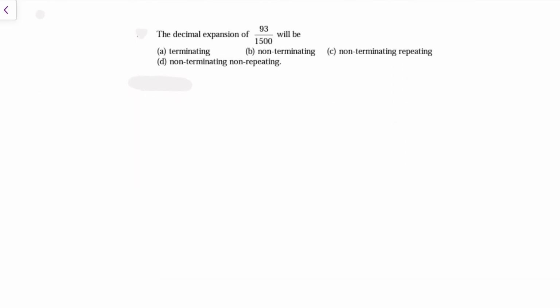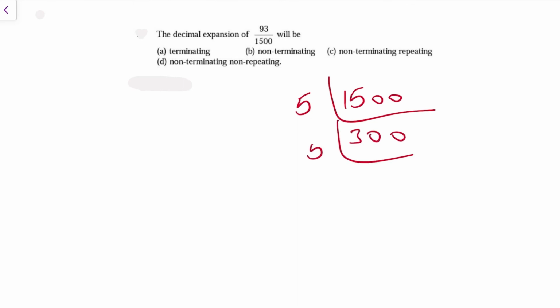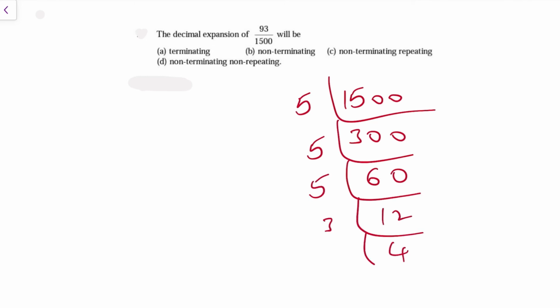Next, the decimal expansion of 93 divided by 1500 will be. So here again he is asking something related to decimal. So we need to worry only about the denominator, that is 1500. Let us do the prime factorization of 1500. Last digit is 0, it will come in 5 tables. So 5 3s are 15, 00 as it is. 5 6s are 30, 0 as it is. 5 12s are 60. 3 4s are 12. Next 2 2s are 4.